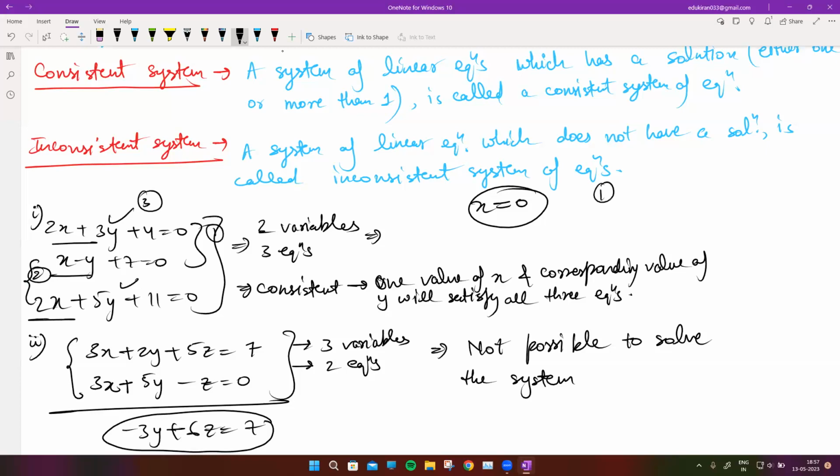X is -5 and y is 2. Yes, x is -5 and y is 2. The answer of first system. Okay. Now the second one. I mean subsystem. I should not call it system. System is all those three equations combined. But this is a subsystem of the greater system. Right. So x minus y plus 7 and 2x plus 5y plus 11. This will give me the answer.